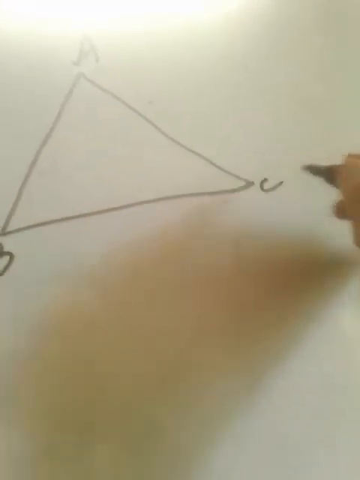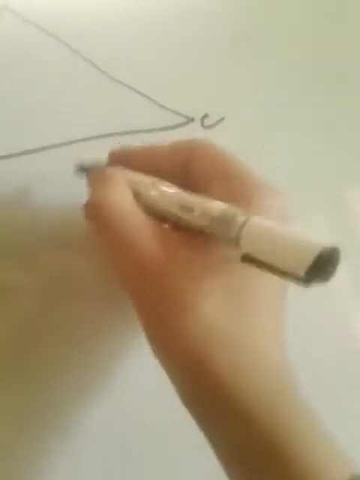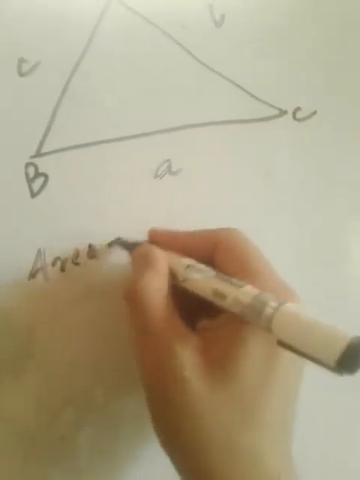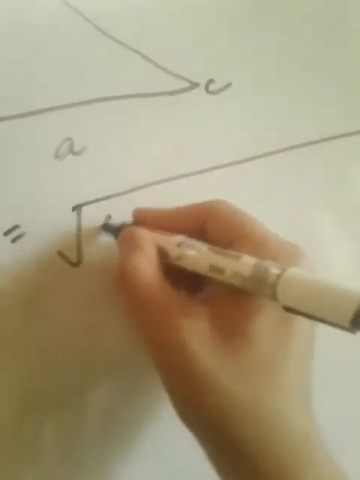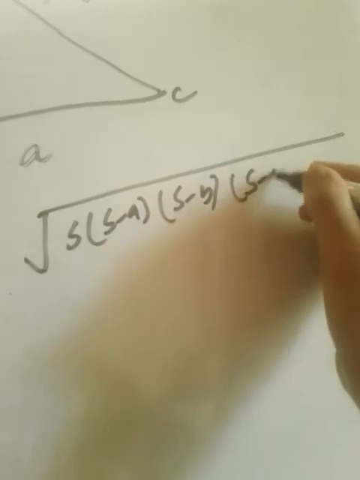So in this case we will use the concept of Heron's formula. Heron's formula is actually named after the mathematician Heron. What does Heron's formula state? If you have a triangle having sides A, B and C, then its area equals root of S into (S minus A), (S minus B), (S minus C).